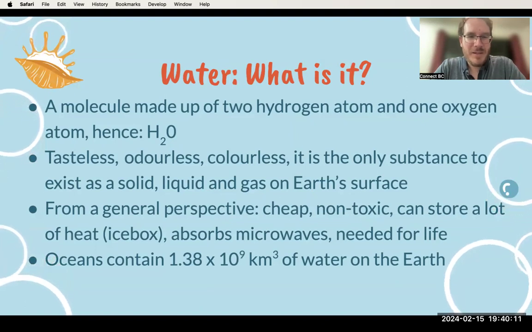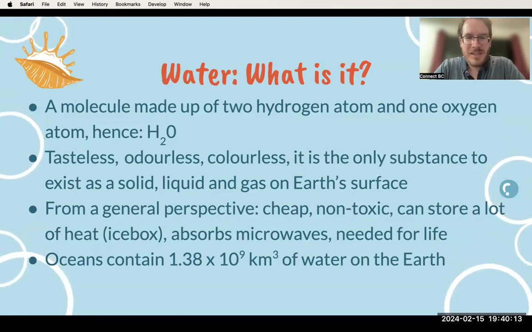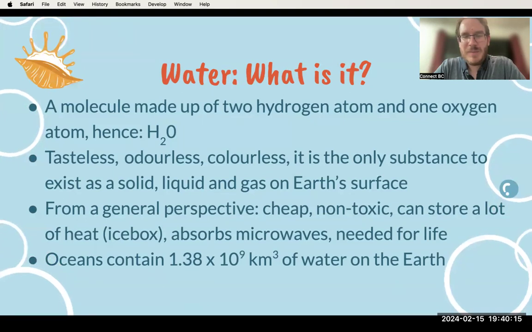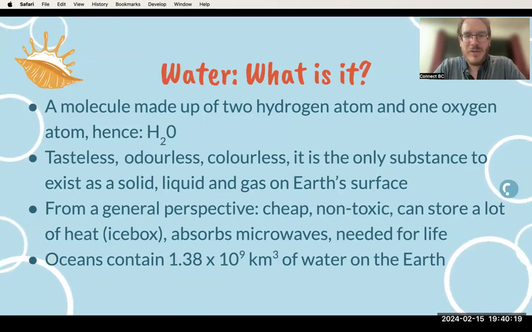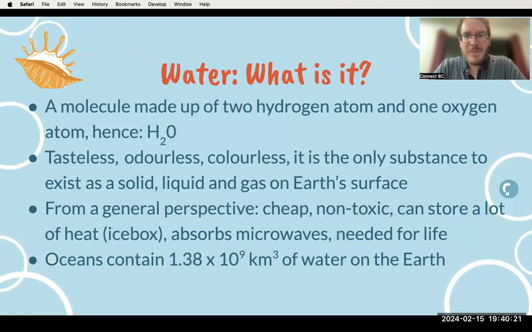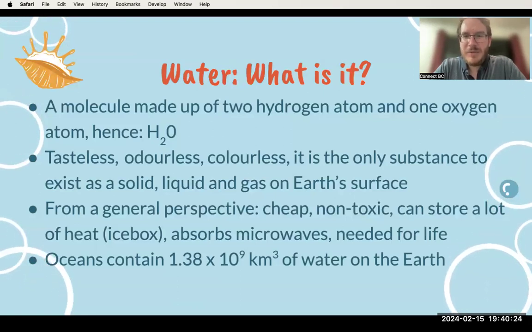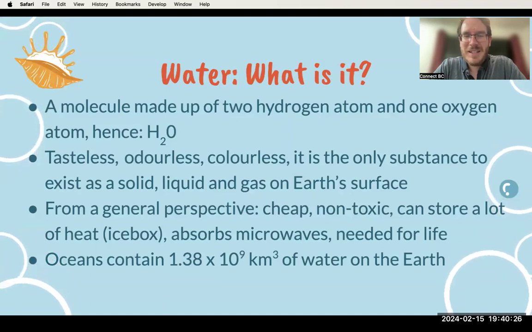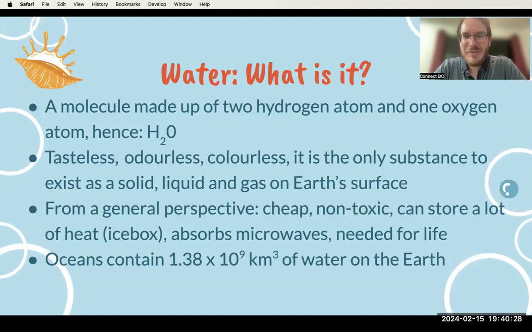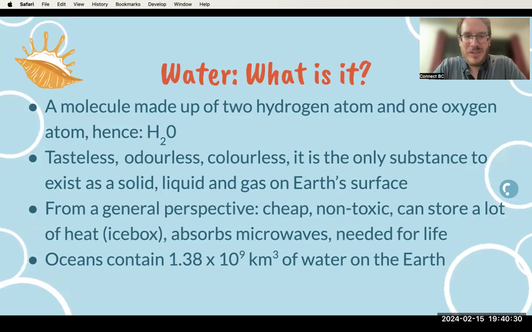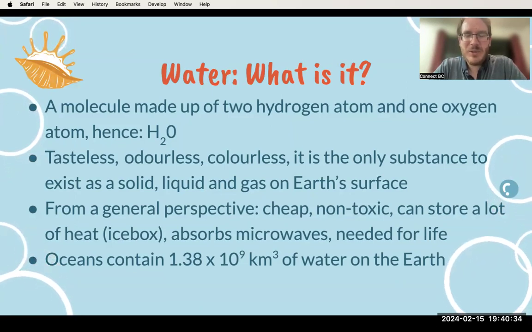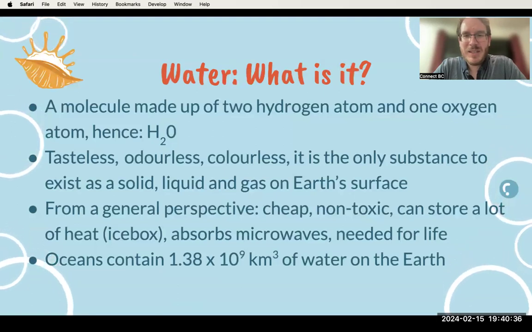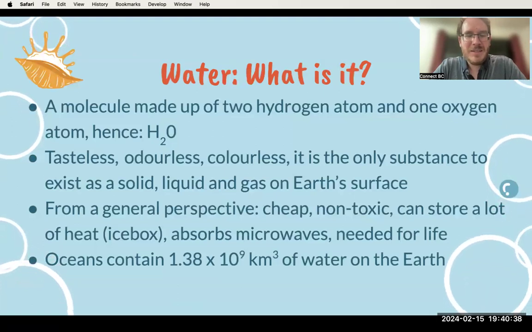And so from a general perspective, it's cheap, it's non-toxic, can store a lot of heat. That's why ice boxes were really important for preserving foods, and why we use freezers now. It absorbs microwaves. That helps us to cook our food in the microwave because it absorbs that energy to heat up nicely for our food. And obviously it's really important for life. And so because it's cheap and non-toxic and stores heat, it's great, and engineers love it. It has a lot of really practical uses. And there's lots of it out there.